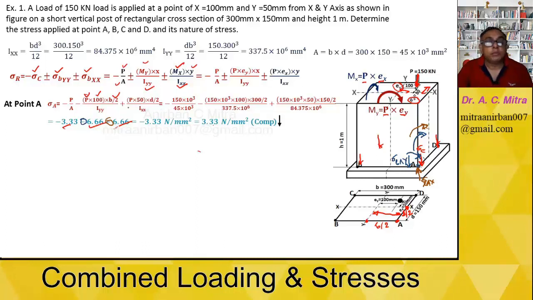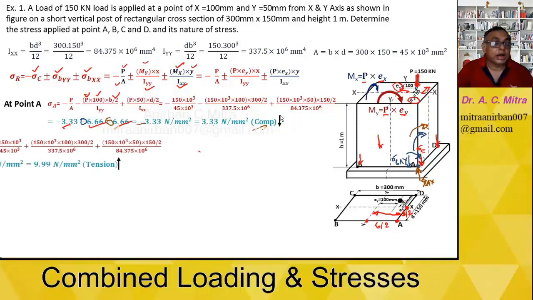So finally, minus 3.33 Newton per mm square. So I have just converted it to 3.33 Newton per mm square. It will be in the compressive nature, as that answer is coming negative. Hence, it will be compressive nature, downward axis. Similarly, you have to see the other points.